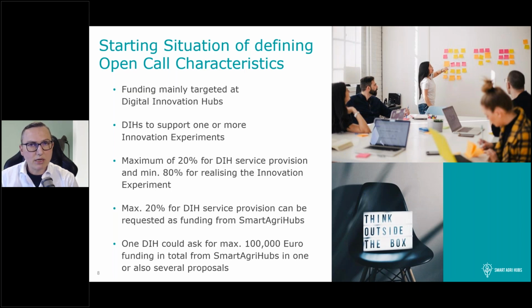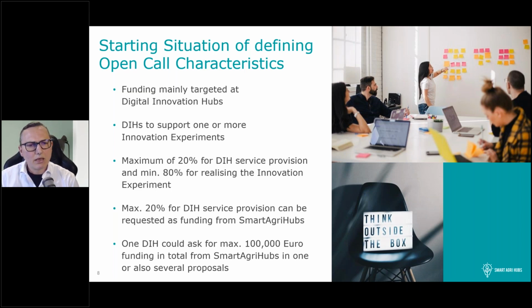And as a digital innovation hub's purpose is anyway also to help innovation experiments mobilize additional funds from European sources, national sources, regional sources, own investments, investors, whatever, that's also something we want to learn here in the Smart Agri-Hubs project: how can we combine different sources of funding in such a project? So at the very end, we decided in the project that one Digital Innovation Hub asking for support could ask for a maximum of 100,000 euro funding in total from SmartAgriHubs, in one or also several selected proposals. So this was more or less our starting situation, and we worked quite some time on that.